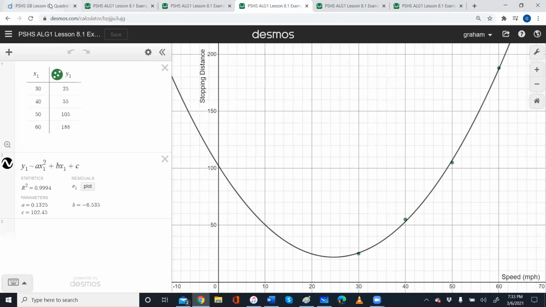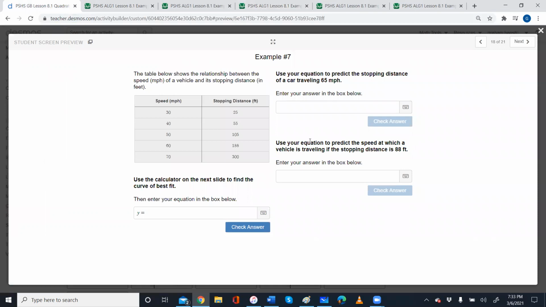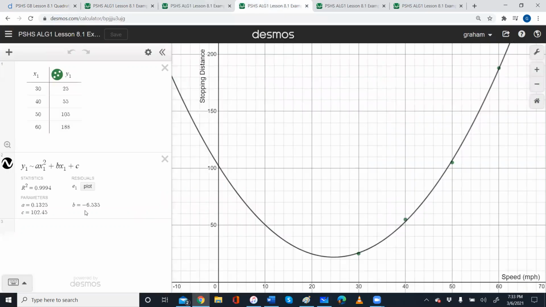And then let's go back to that prediction though. Use this to predict what vehicle is traveling if the stopping distance is 88 feet. Now notice this time it's not the x value, it's the y value. So this time when we go to our equation, we would actually type in y equals 88.